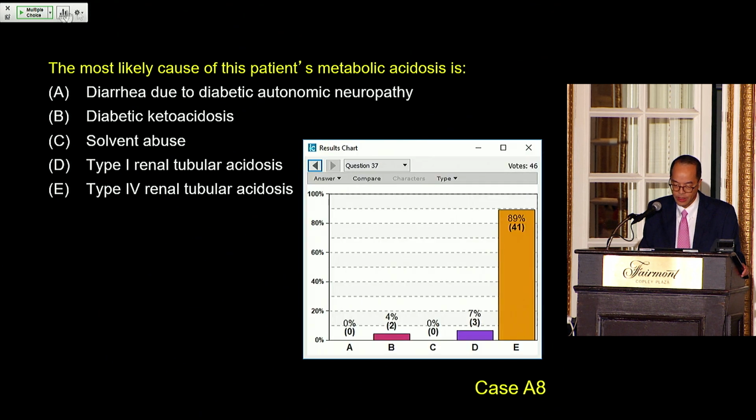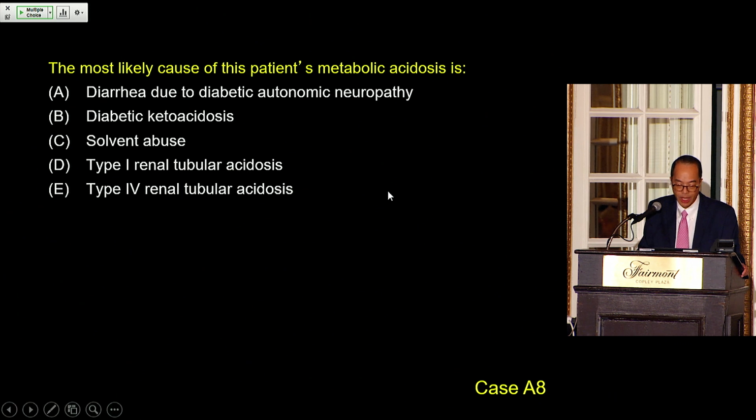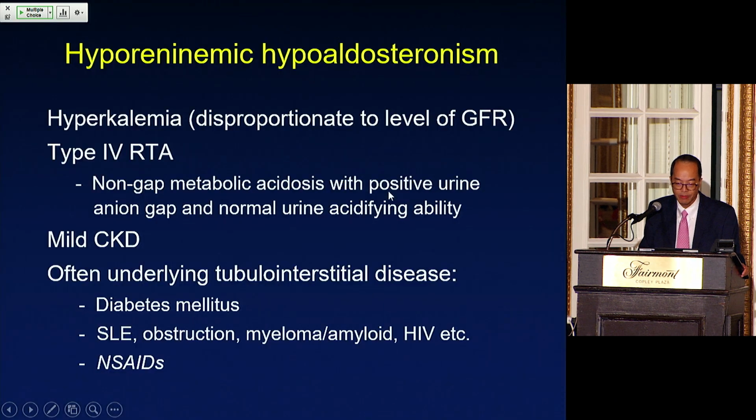So most of you chose E, type 4 RTA, which I would agree is the best answer. Type 4 RTA due to hyporeninemic hypoaldosteronism presents with hyperkalemia that's disproportionate to the level of GFR, right? So obviously patients with CKD can have hyperkalemia. You see some of the mild CKD and they seem to be awfully hyperkalemic. They probably have hyporeninemic hypoaldo.